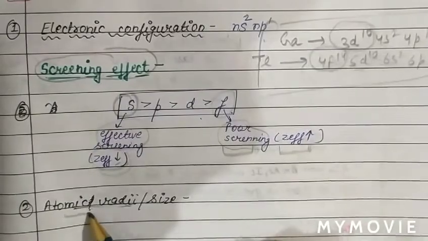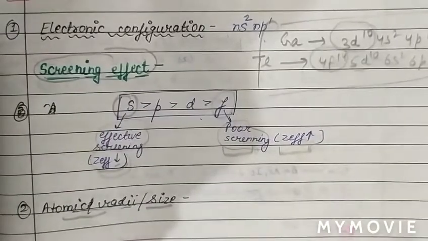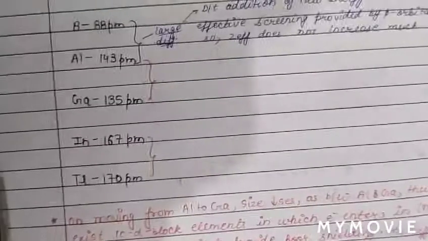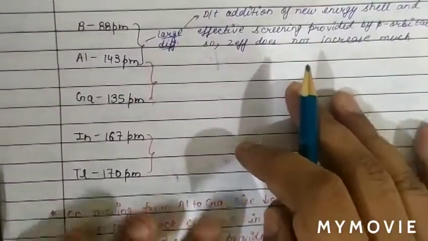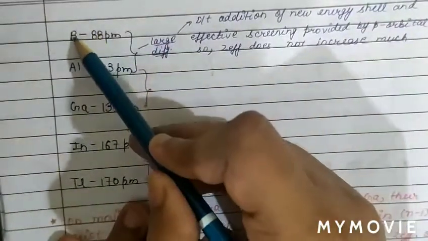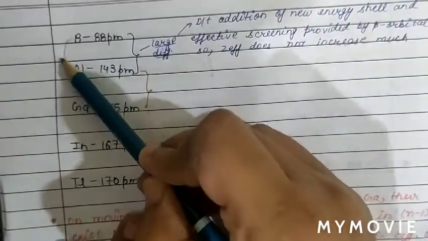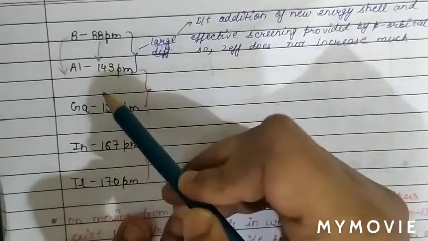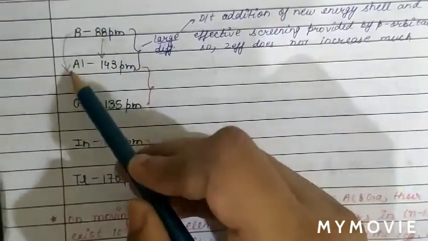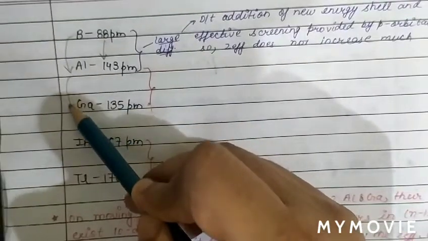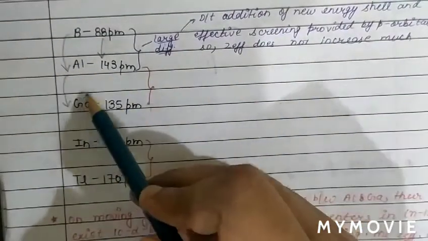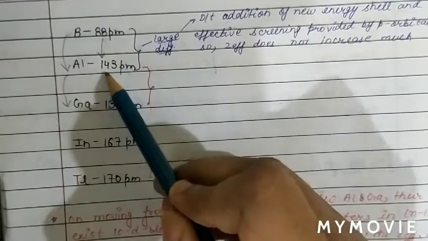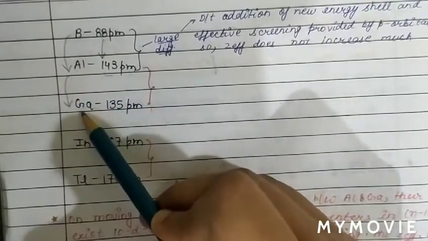So basically atomic radii and the size of group 13 elements. See, as we can see, when we move from boron to aluminium, then atomic size increases. But when we move from aluminium to gallium, the atomic size decreases.